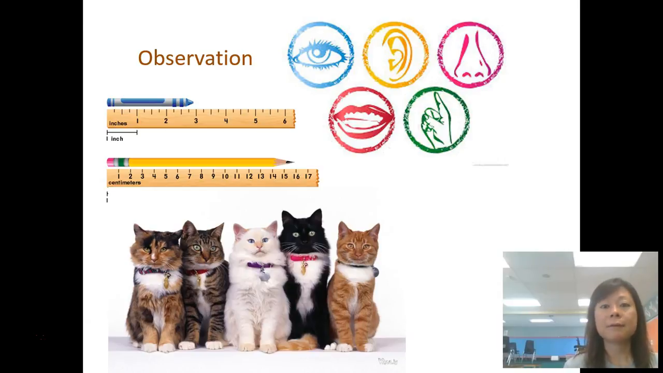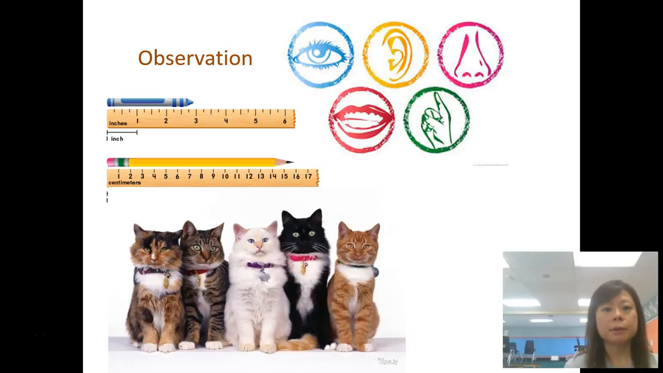Observation uses their five senses, and if you remember from elementary school, the five senses are seeing, hearing, smelling, tasting, and touching. So when you say scientists observe, they're not just using their eyes, they use all of their senses. There are two different types of observations. There's quantitative and qualitative.